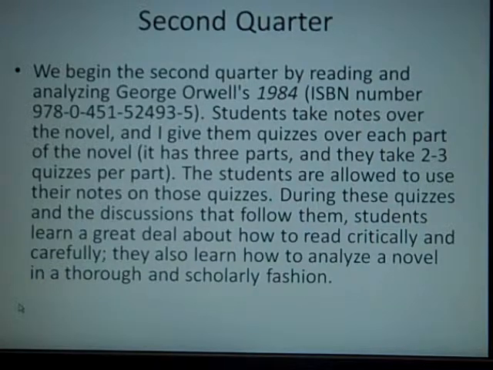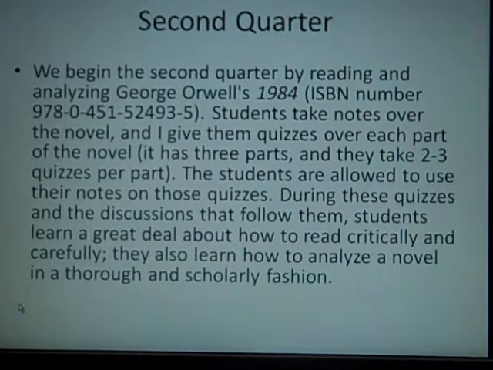The second quarter begins with reading George Orwell's 1984. Students take notes over the novel, I give them quizzes over each part of the novel, and then we take tests and write essays about the book. During quizzes over the novel, you will be allowed to use notes, but the notes have to be your own. They have to be handwritten, and they cannot be plagiarized from Cliff Notes, Spark Notes, or any other internet source.